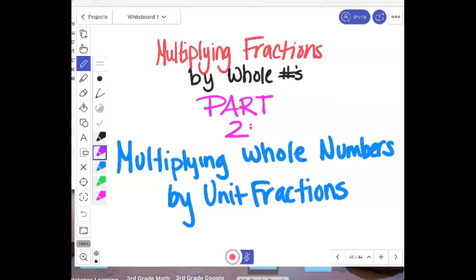Okay, so now that we've used the decomposing to help us understand how fractions are made and remind ourselves of that, what we're going to do is multiply whole numbers by unit fractions. So it's kind of the opposite of what we just did, and you'll see what I mean in just a moment.